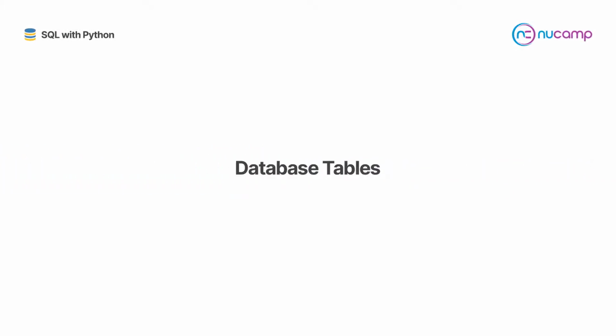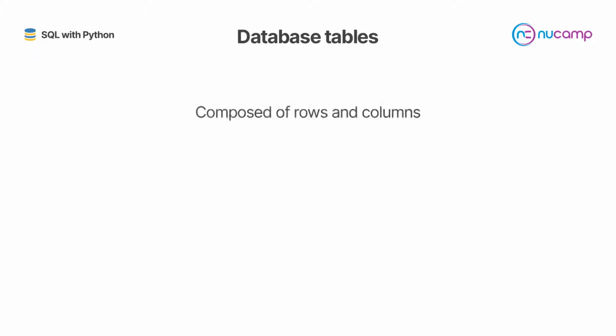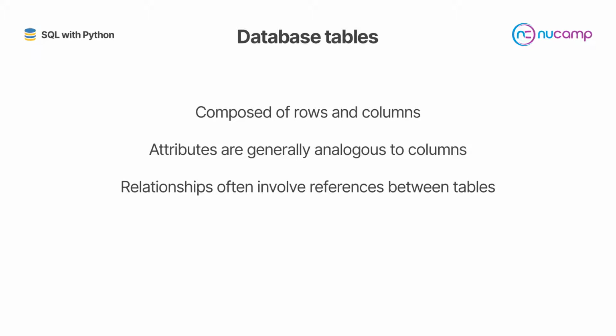This lesson will introduce database tables and how we can construct them from entity relationship diagrams. In relational databases, entities and most relationships are represented as rows and columns in tables. Attributes generally translate to columns. And as you will see, many relationships involve references between different tables.